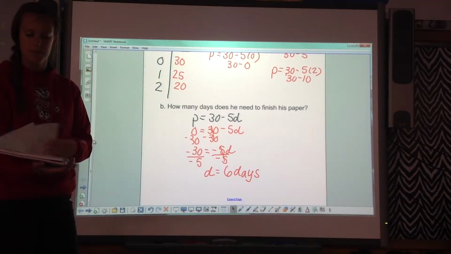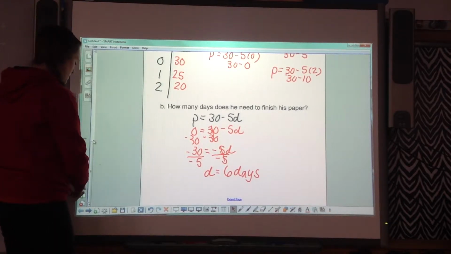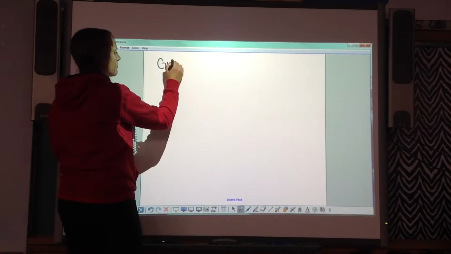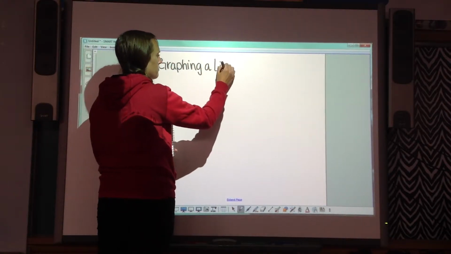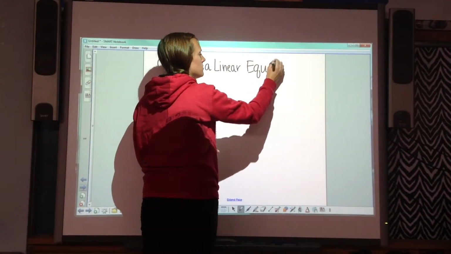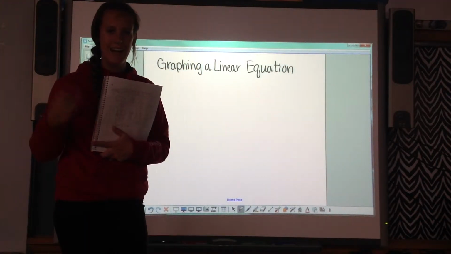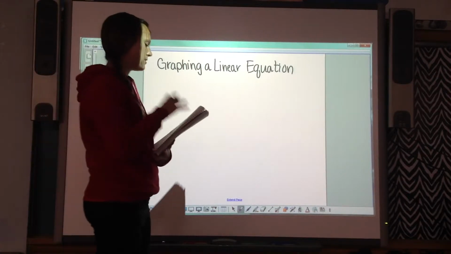Alright, here comes the fun stuff. We're going to learn how to graph a linear equation. I do want to point out something to you. When they're talking about linear equations, linear means a straight line. So all of your equations should be a straight line on this assignment.